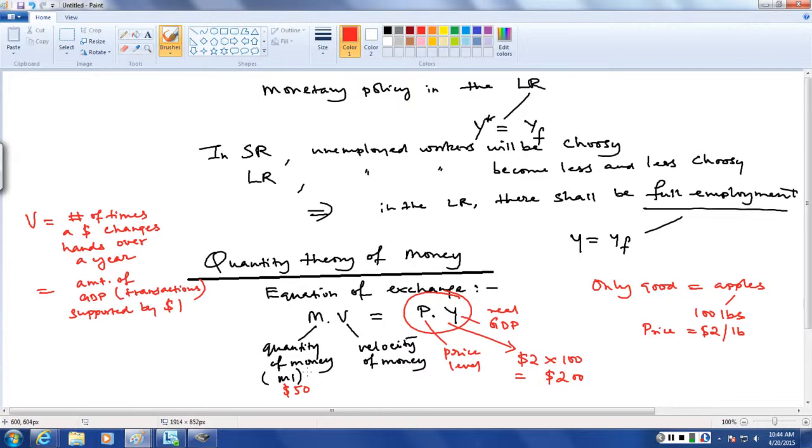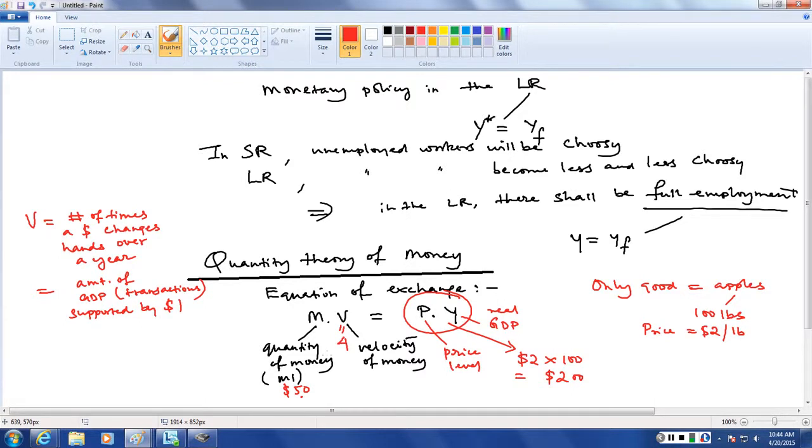Each dollar bill will have to support what value of transactions over the course of a year? Well, $50 have to support $200 worth of transactions. Is that correct? So the velocity of money would have to be 4. Am I making sense here? Right? The velocity of money is basically the value of transactions in dollars supported by $1 bill.